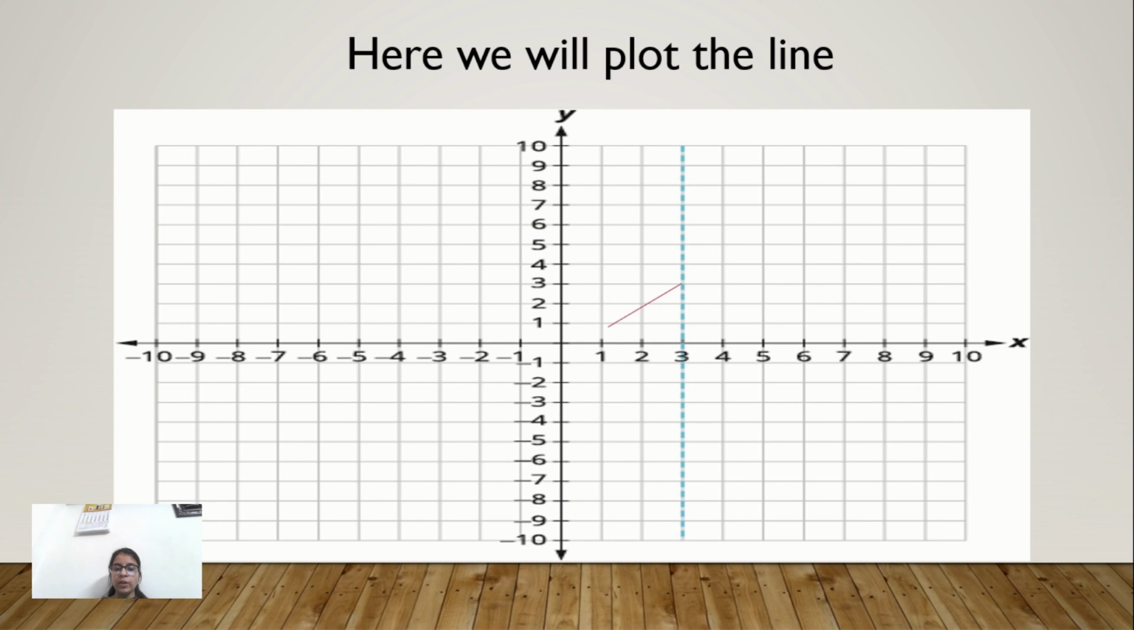Okay, so here you can see I have also plotted the line. It is starting from (1, 1) and going to (2, 2), then it is finally reaching its ending point, which is (3, 3).